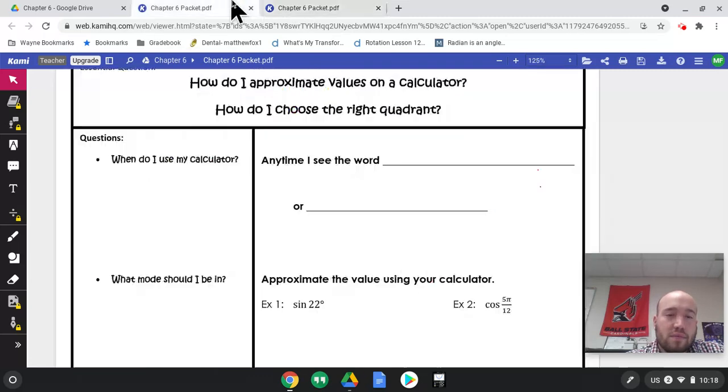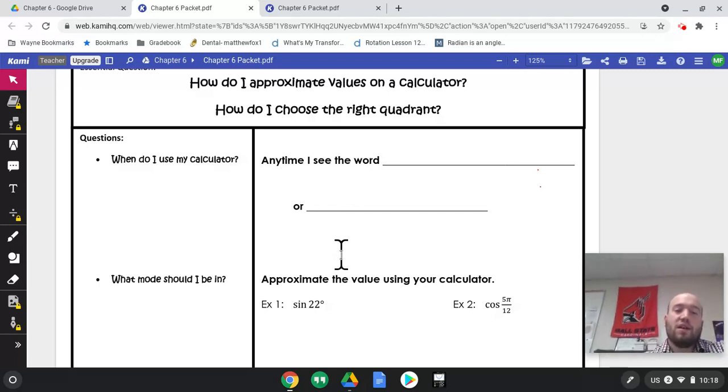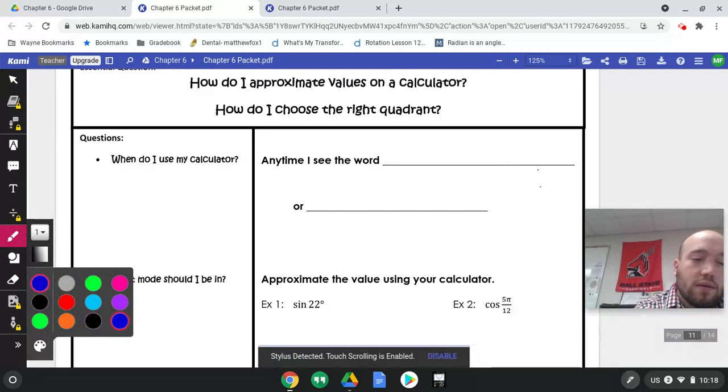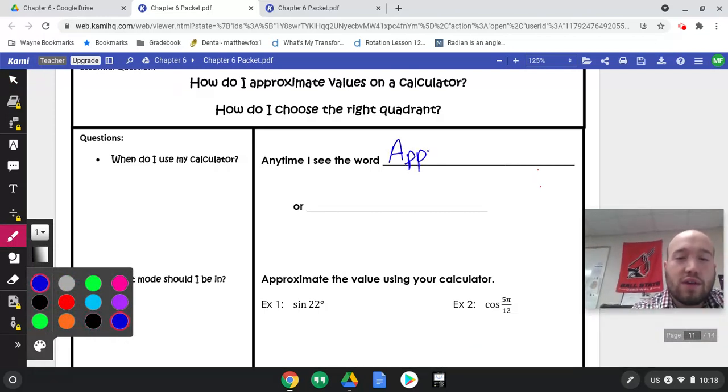Now, today we're going to talk about what happens when it's not like that. So sometimes you're going to have to use your calculator. In this situation, we're going to use our calculator. And the keywords that allow us to know that, if you ever see the word approximate, so let me put that here. So if it says approximate, or the other one that's a little more obvious is if it says calculator. Okay, so if it tells you to use your calculator, obviously you use it.